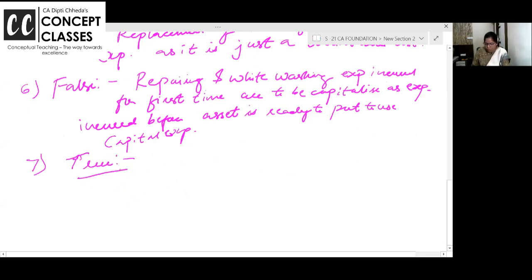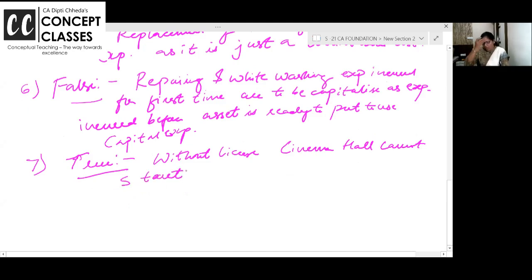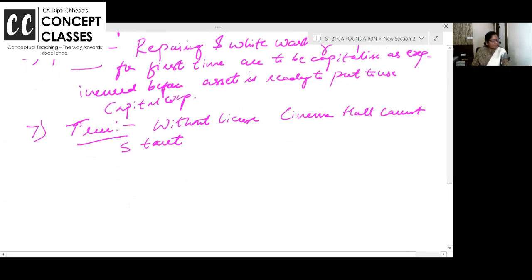True. Write true or false first in the exam, underline it, then write the narration. Without license, cinema hall cannot start their operation. Without license, cinema hall cannot start.